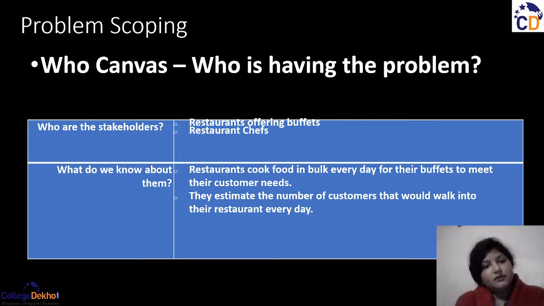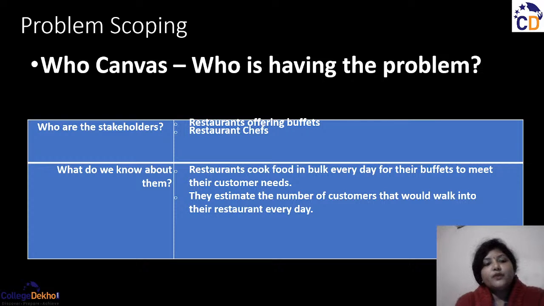why this problem is arising, what will be the ideal solution for this problem, right? In the given scenario, the problem is the daily leftover food, right? So who are the stakeholders? The restaurants offering buffets, or restaurant chefs, they are facing the problem.